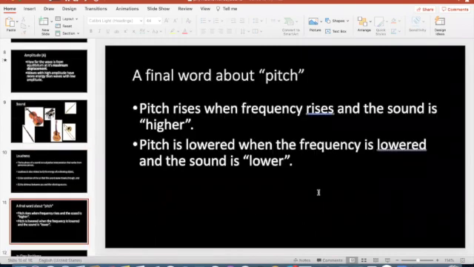All right, so pitch rises when the frequency rises, so the sound is higher as a result. And when the pitch is lower, then the frequency is also lower, so it makes the sound lower as well.